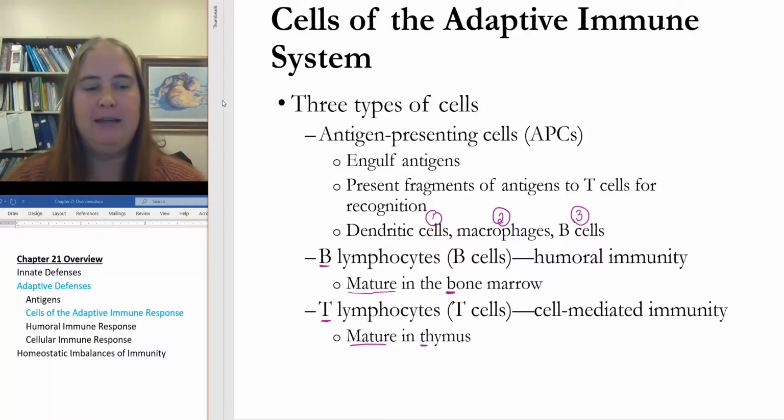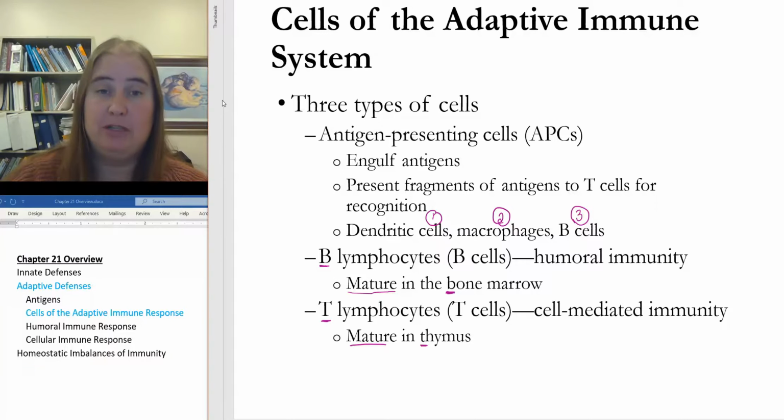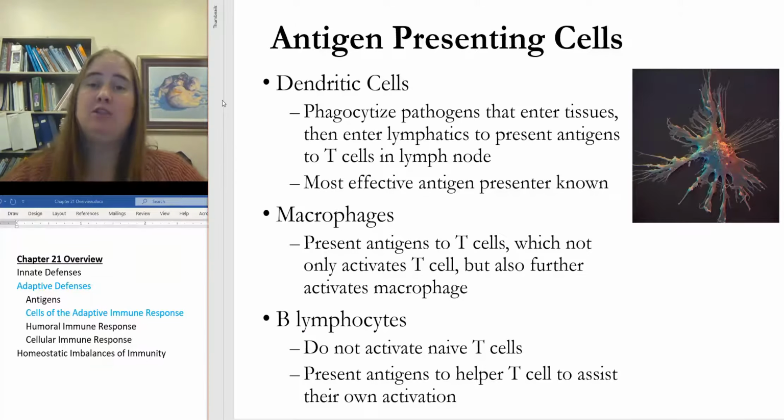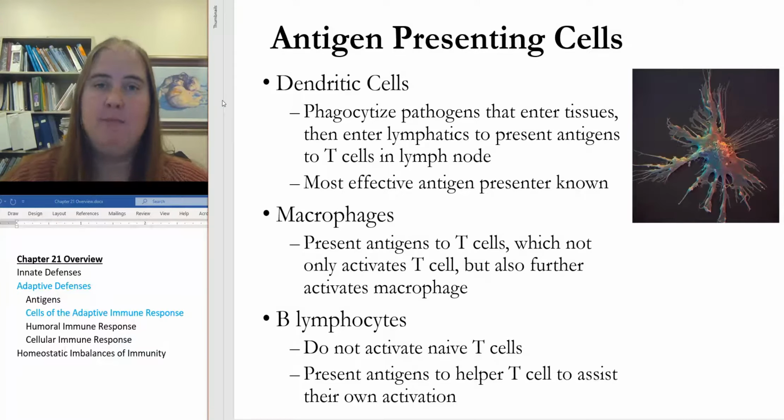Okay? Now, I want to spend a few minutes and talk about our antigen-presenting cells a little bit more in depth. Again, we have three major antigen-presenting cells. Our most effective antigen presenter is our dendritic cell. These phagocytize pathogens that enter into our tissues, and then they enter our lymphatic system and present the antigen to the T cells in our lymph nodes. Again, the whole purpose of an antigen-presenting cell is to engulf, to present, and to activate the adaptive immune system.